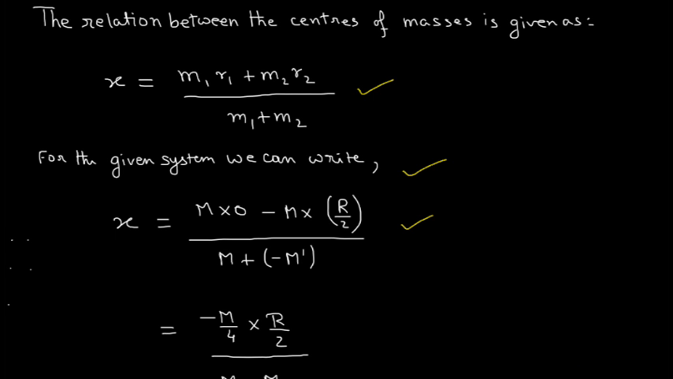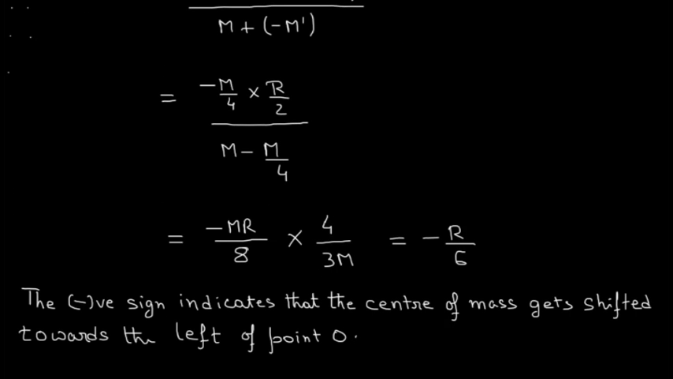So putting the values and solving it, we get minus m by 4 multiplied by r by 2, upon m minus m by 4. Upon solving, we get minus mr by 8 multiplied by 4 by 3m. Upon solving, we get minus r by 6. The negative sign indicates the center of mass is shifted towards the left of point O.